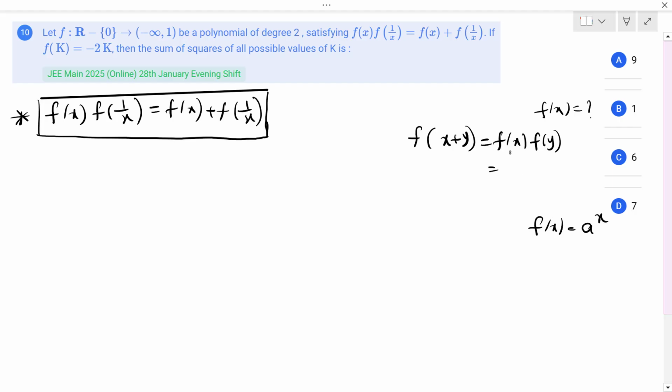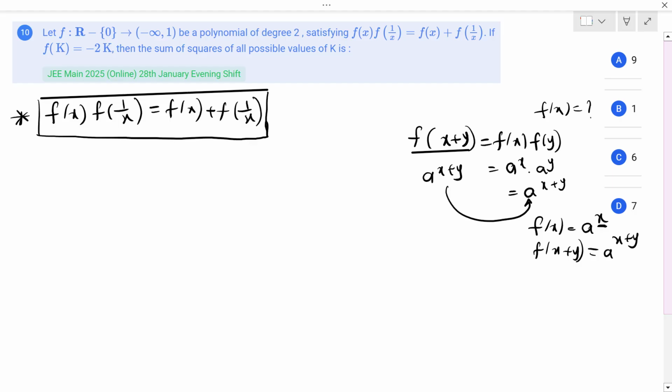So what is f of x then? A power x. What is f of y then? A power y. So a power m into a power n is a power m plus n, which is f of x plus y. What do you mean by f of x plus y? So if f of x is a power x, what is f of x plus y? In place of x, x plus y will come. So that would be a power x plus y. So which means that LHS is equal to RHS.